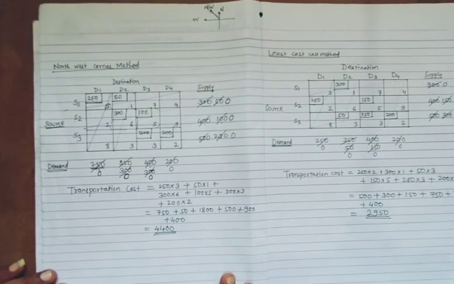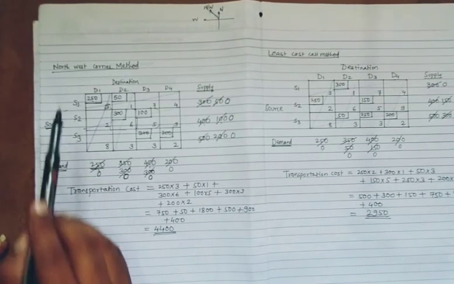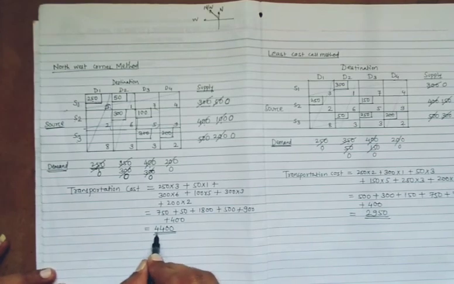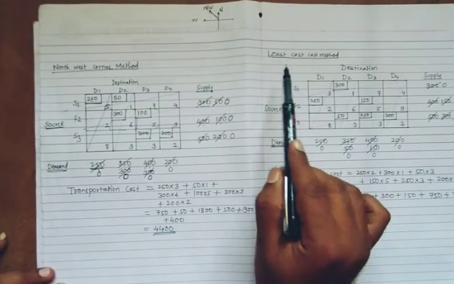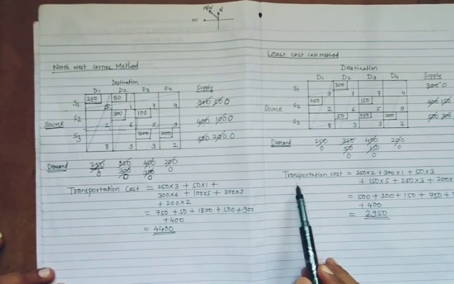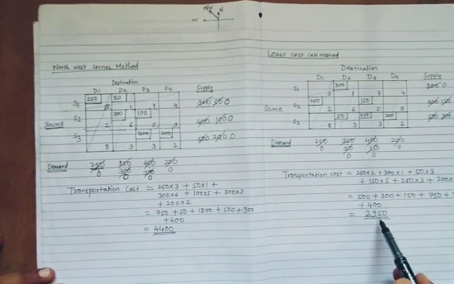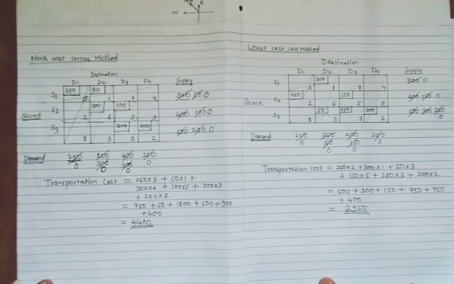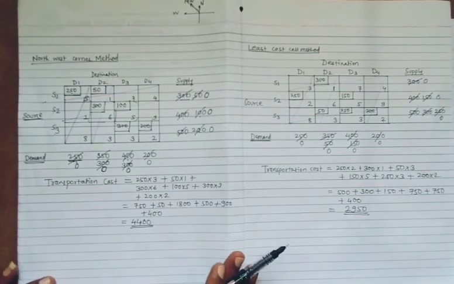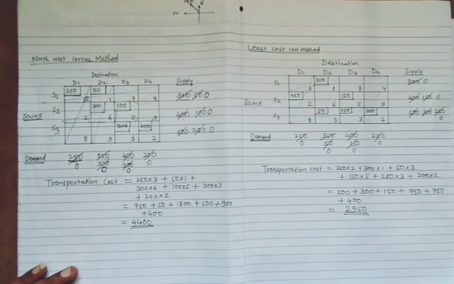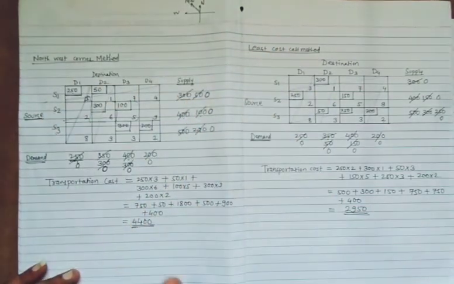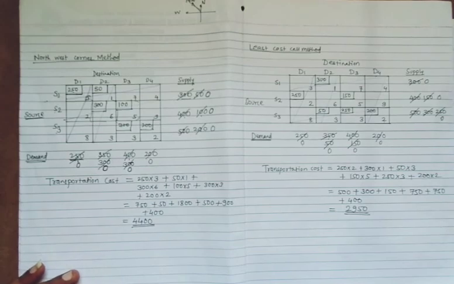So as we can see, by solving the problem using the northwest corner method, we find the transportation cost as 4400, and by using the least cost cell method we find the transportation cost as 2950. So hope you have understood this method, and it is easy to solve using the northwest corner and least cost cell method. Thank you very much.